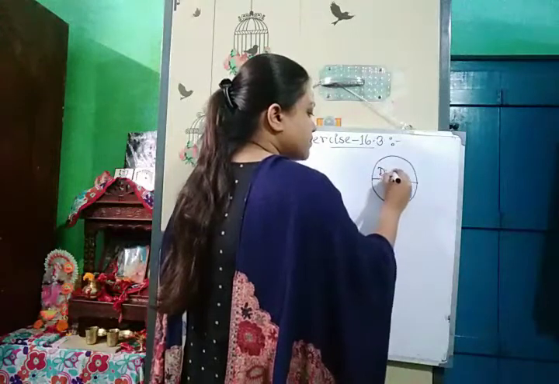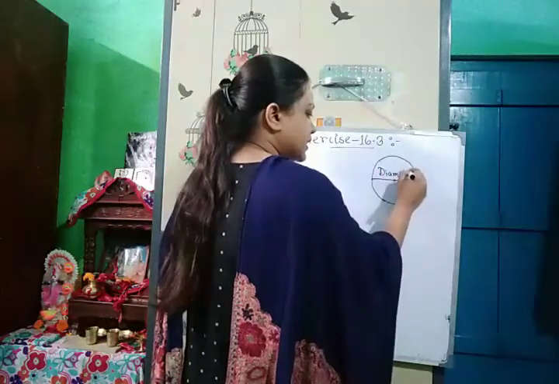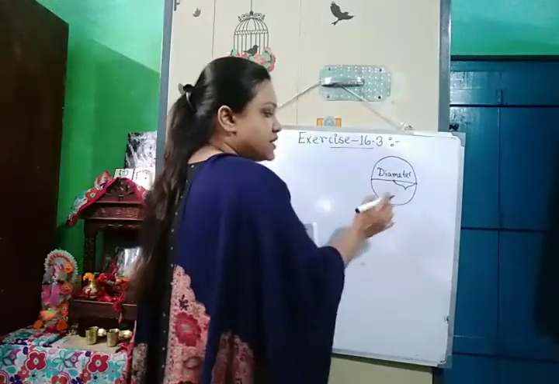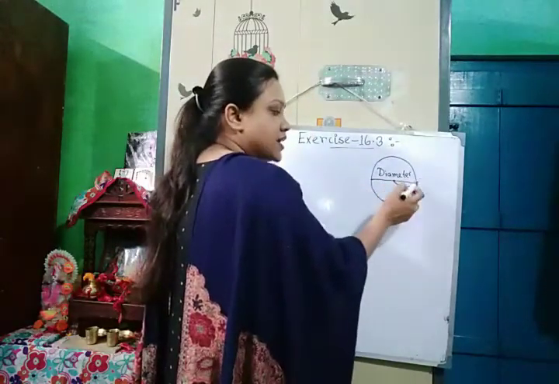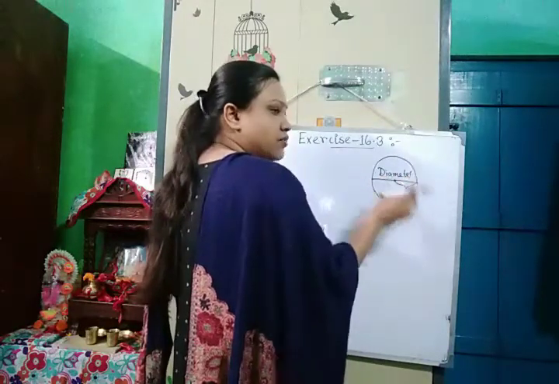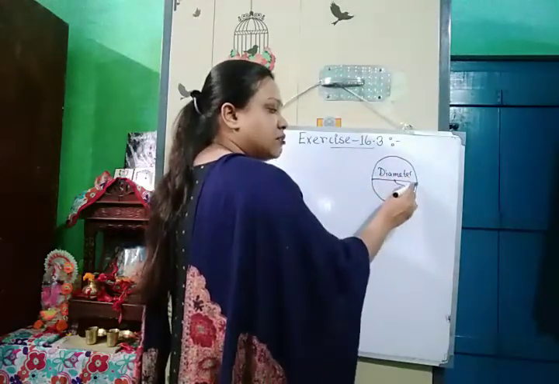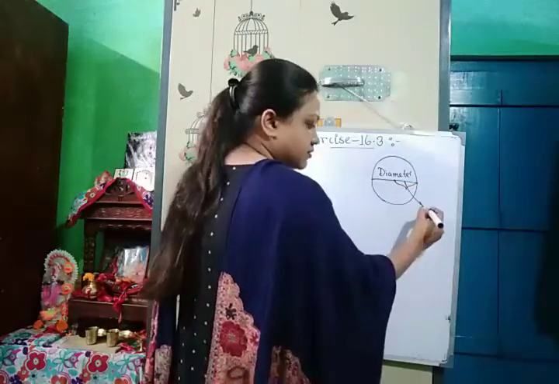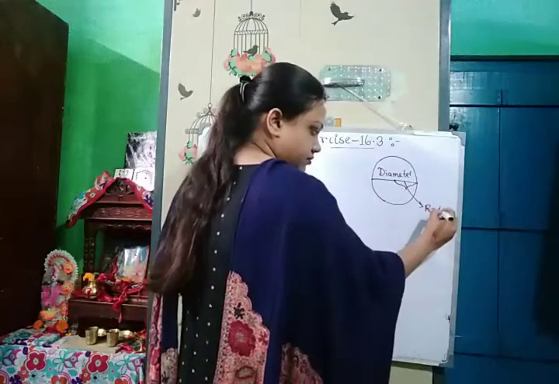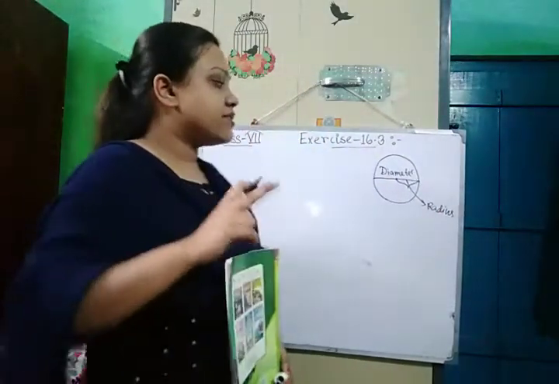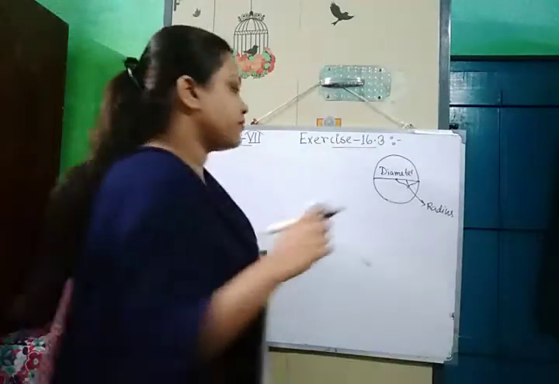Okay, so this is the diameter of the circle, and this much length, which is half of the diameter, is between the center and any point on the circumference. So the line which is joining the center and any point on the circumference is called the radius of the circle. So you can see diameter is double of radius and radius is half of diameter.